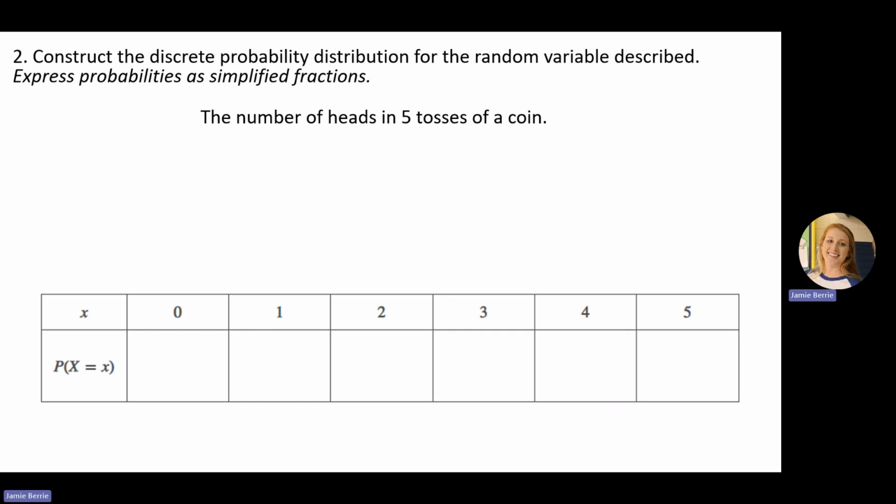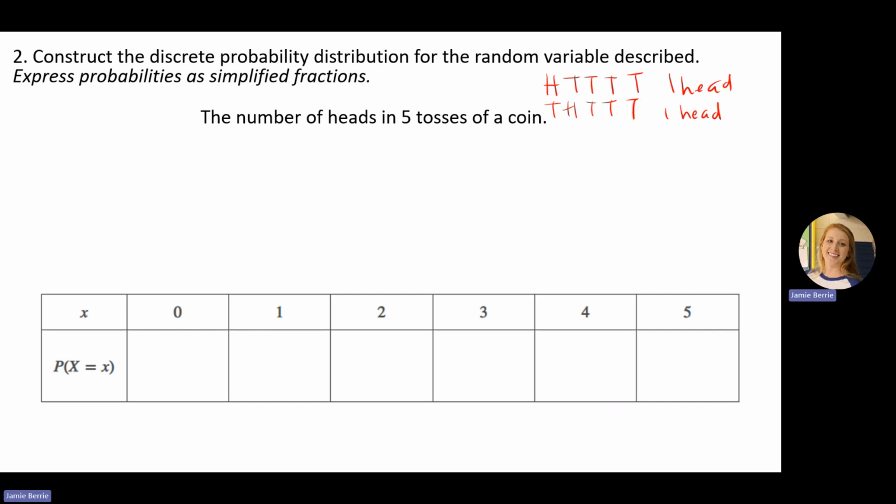Absolutely not. It doesn't matter, when you're tossing the coin, if you get heads, tails, tails, tails, tails, or if you get tails, heads, tails, tails, tails. That's still 1 head. This is still 1 head. So the order doesn't matter here. When the order doesn't matter, we can use combinations. When the order does matter, we use permutations. So since the order doesn't matter here, we're using combinations.